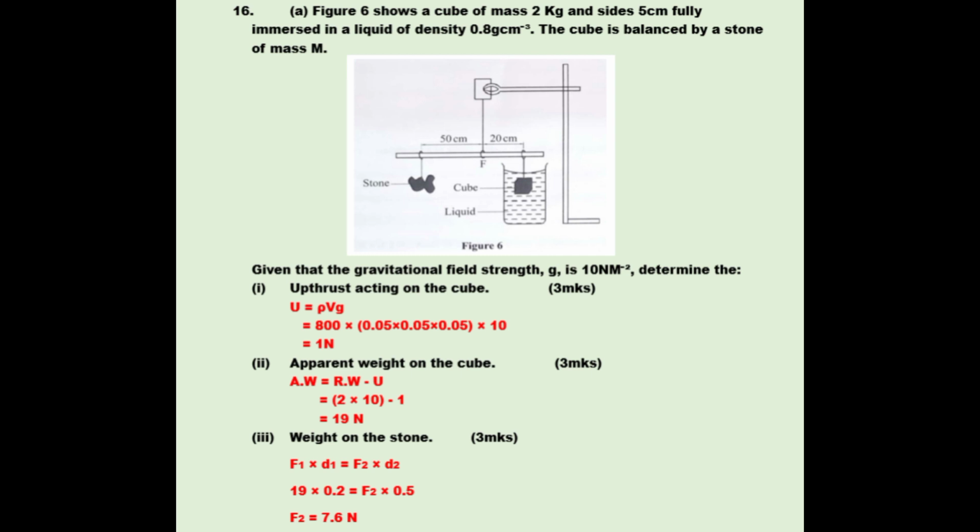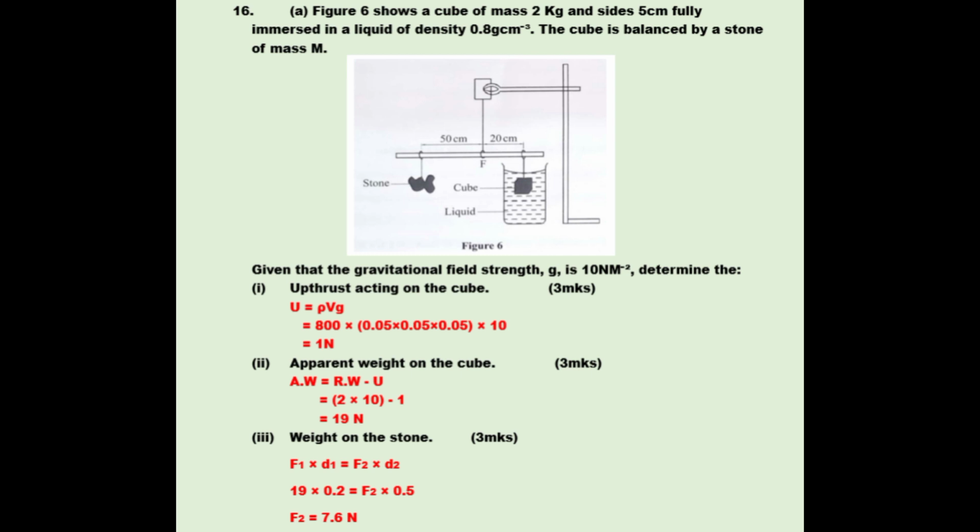Apparent weight. We know apparent weight is the real weight minus upthrust. That is the weight in air minus upthrust. The real weight is, we are told that the mass of that solid is 2 kg, so the real weight is 2 times 10. Then minus upthrust, which we have got there, is 1 Newton. So 2 times 10, 20 minus 1, which gives you 19 Newton. That is the apparent weight.